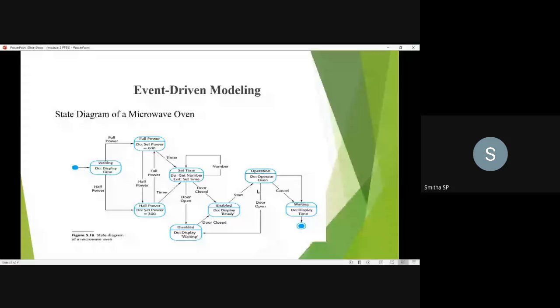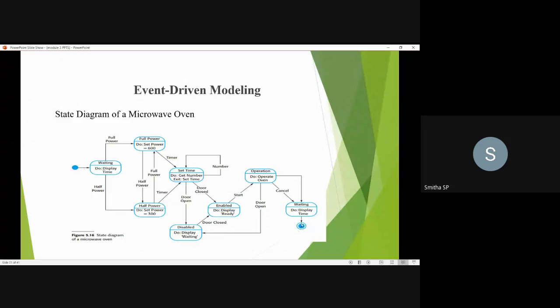Here you can see full power, off power, timer. These are all the labeled arrows. These are the stimuli that force the transition to occur. Next, the filled circle indicates the start state. And a filled circle inside a circle is the end state. The filled circle is a start state, whereas a filled circle inside a circle is an end state.